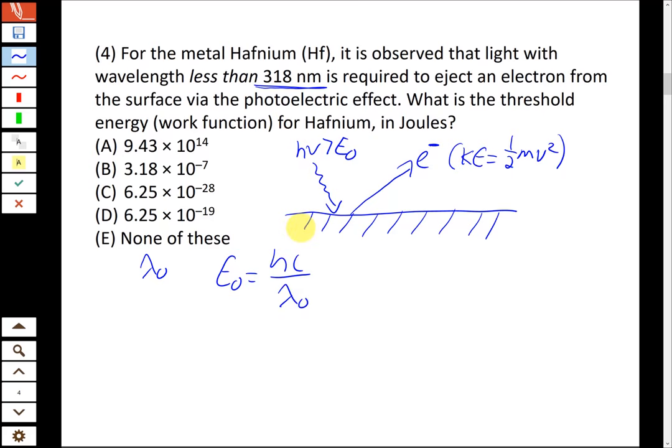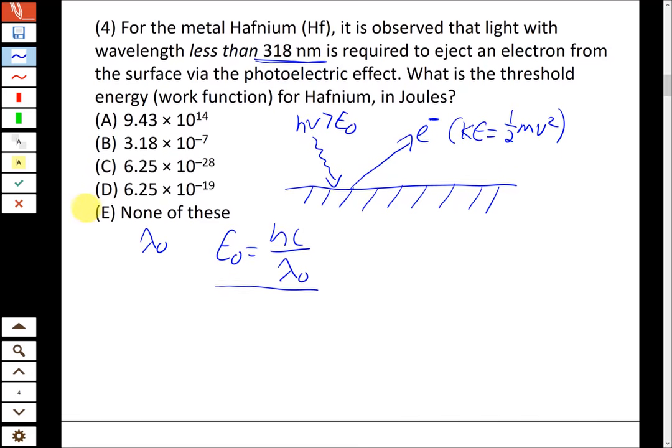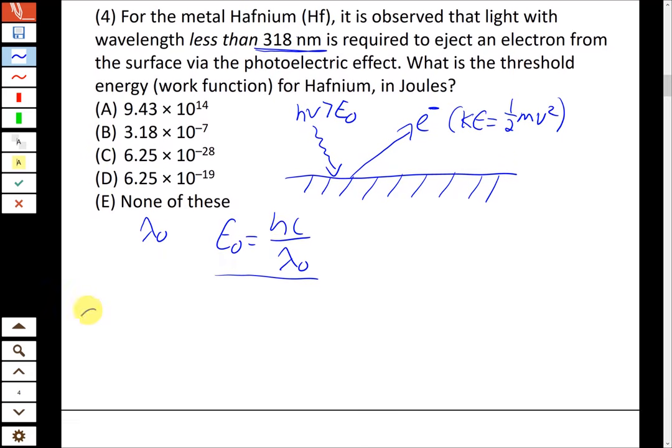So then, again, going back to the concept of the photoelectric effect, if h nu is smaller than the threshold energy, meaning the wavelength is larger than 318 nanometers, then nothing happens, and that's kind of the key idea. But all we have to do here is just use this equation to figure out what's the corresponding threshold energy if the wavelength is given as such. So we just have to plug in the numbers, and we're all good to go. So E0, the threshold energy, is going to be hc over lambda. So same equation as the last one.